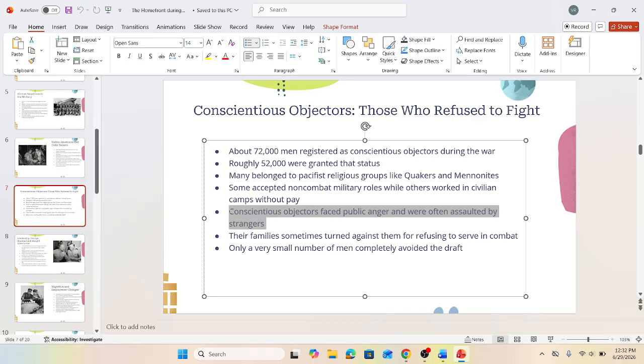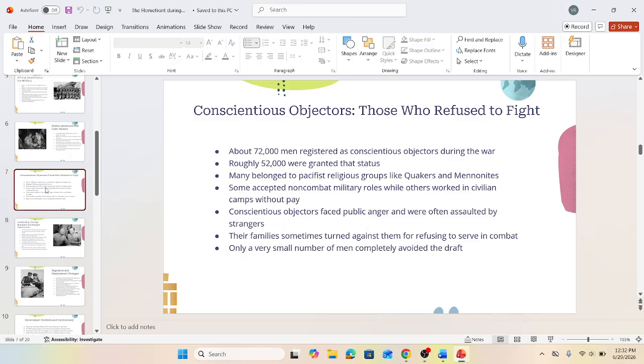Conscientious objectors were very much discriminated against. The public often was angry with them. Sometimes they were assaulted by strangers. Sometimes their families turned against them for refusing to serve. And only a very small number of men completely avoided the draft entirely. But there were conscientious objectors, and there usually are for every war.